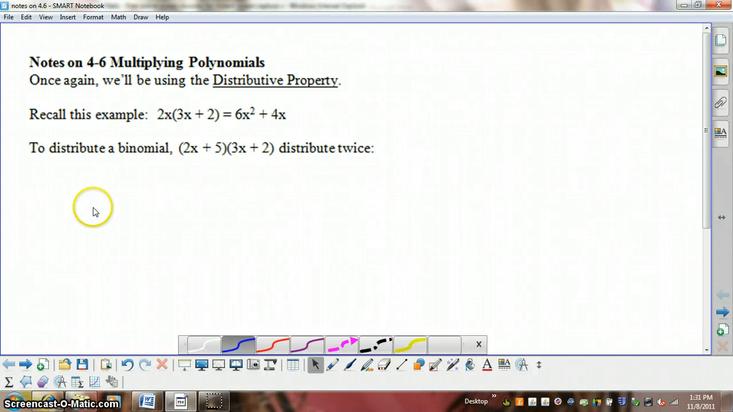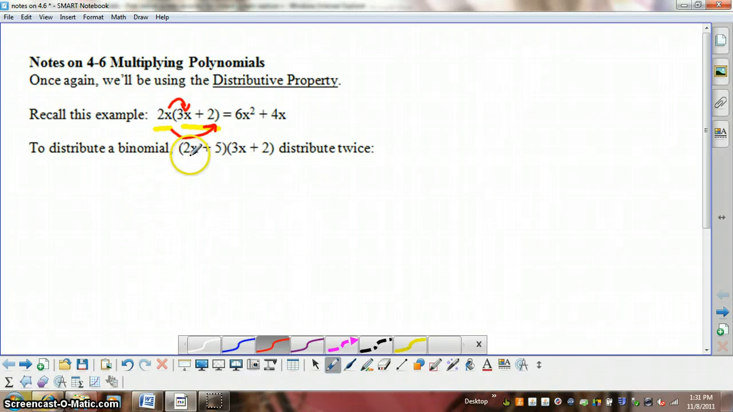Today we're going to take a look at an extension of the distributive property, and we're going to be multiplying polynomials by polynomials. Before, we had multiplied monomials by binomials, and we used the distributive property where we take the factor outside the parentheses and multiply it by each term in the parentheses. But here we have a binomial times a binomial. Well, essentially we need to do the same thing. We need to apply the distributive property twice.